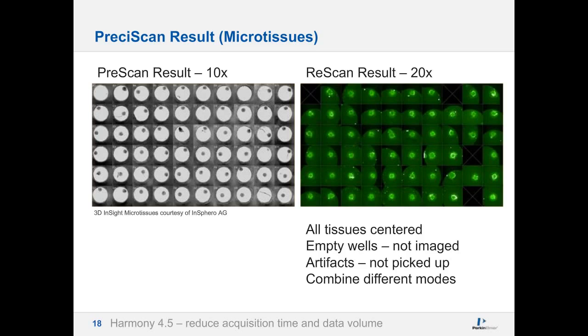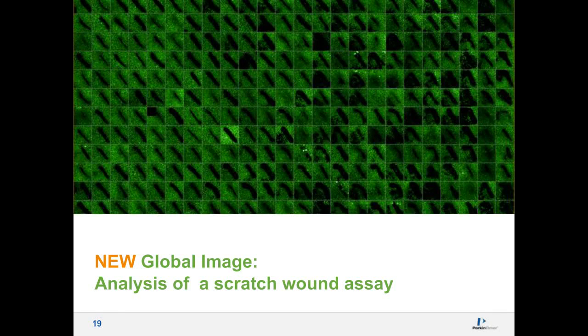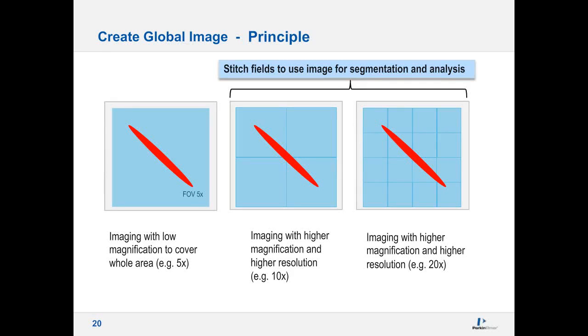Another tool that we're introducing with Harmony 4.5 is the global image. This is actually a stitching routine that allows you to stitch and downsample the images acquired at high resolution to create a lower resolution overview of your well, for example, as displayed here. So this is a long object imaged at 5x. This is the same object imaged at 10x. And this is the same object imaged with lots of fields at 20x.